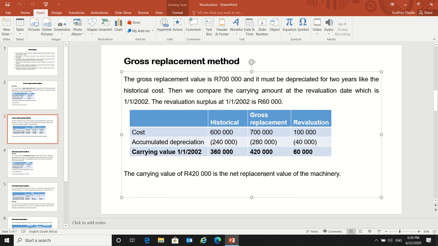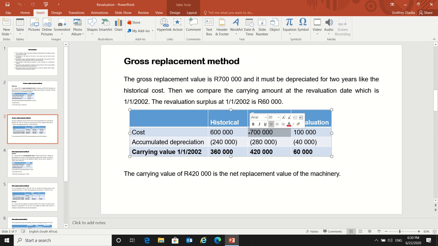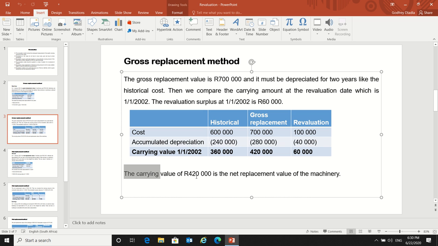Now, why do we say gross? Gross means it's before deducting something. Net means after deducting something. You can see 420 is after deducting the accumulated depreciation of 280. 700,000 is the initial amount before. It's a gross replacement, before deducting something. Net is this 420, after deducting something. Now, your revaluation is 60,000. That is the amount by which you have to increase this value from 360 to 420. You debit 60,000 against the 360, and it takes you to 420. Like we were saying, the carrying amount of 420 is the net replacement value.